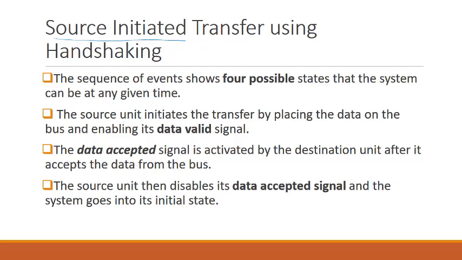The source unit initiates the data transfer by placing data on the bus and enabling the valid data signal. The data accepted signal is activated by the destination unit after it accepts the data from the data bus, and the source unit then disables the valid data signal and the system goes into the initial state.